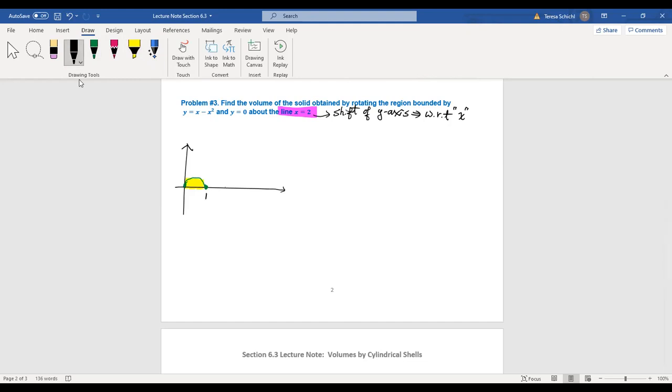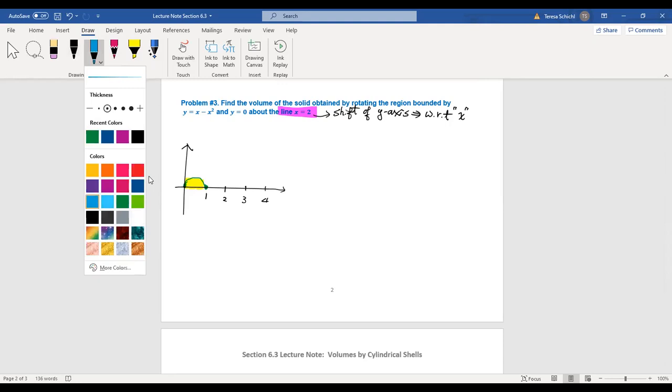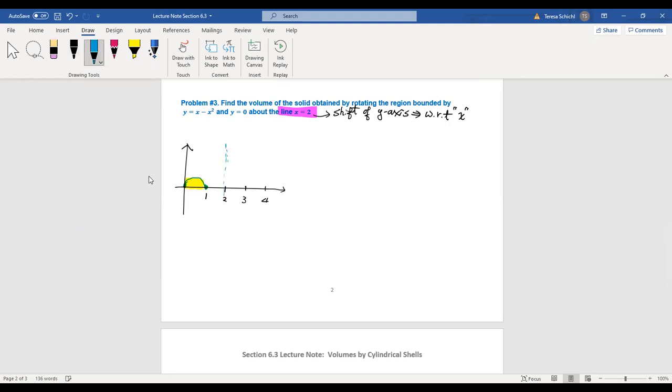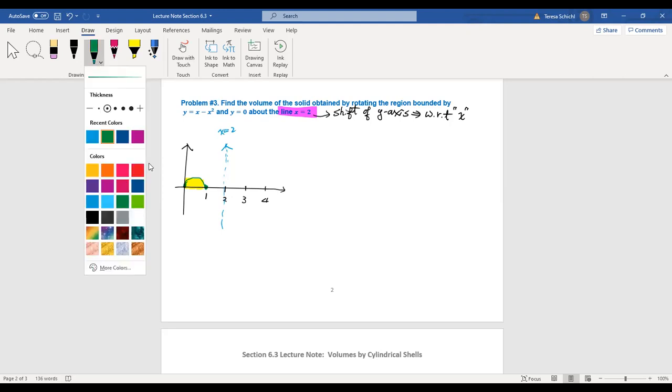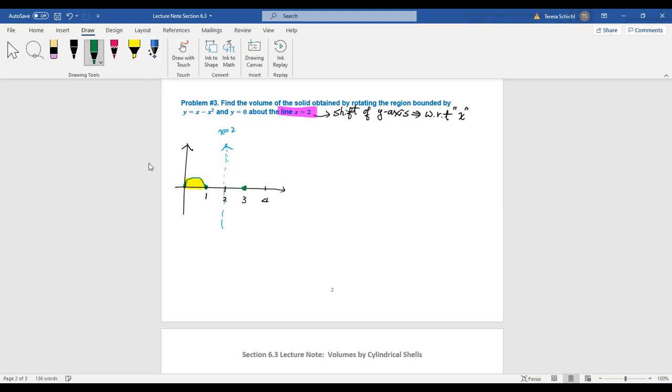So this is 1, this is 2, this is 3, this is 4, right? Now let's see here, because this is rotating along x equals 2, like we did before. So 2 is really just a shift of the y-axis, right? So this is x equals 2. This point is going to rotate to here, and this point is going to rotate to here. Correct?